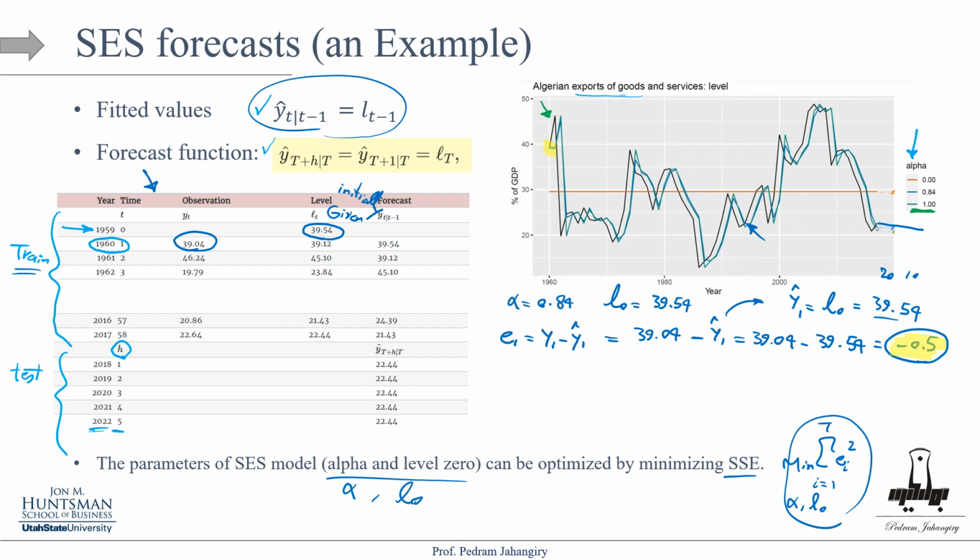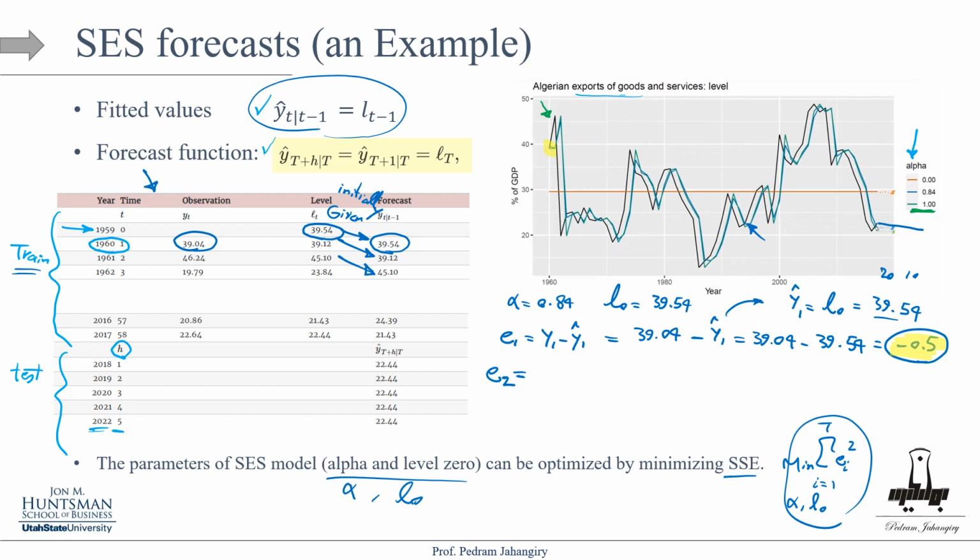So what is E2? So this is a very good exercise. I really want you to pause the video and do that because we want to see how we get these numbers, right? By the way, our y hat 1 was 39.54. Remember, the fitted values in the train set are basically simply previous levels. Look at that, right?